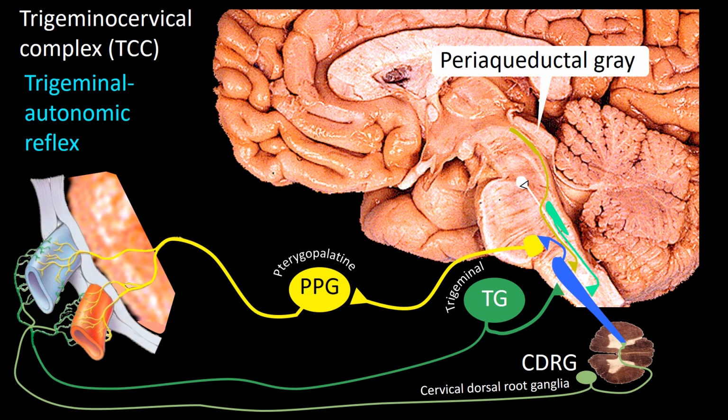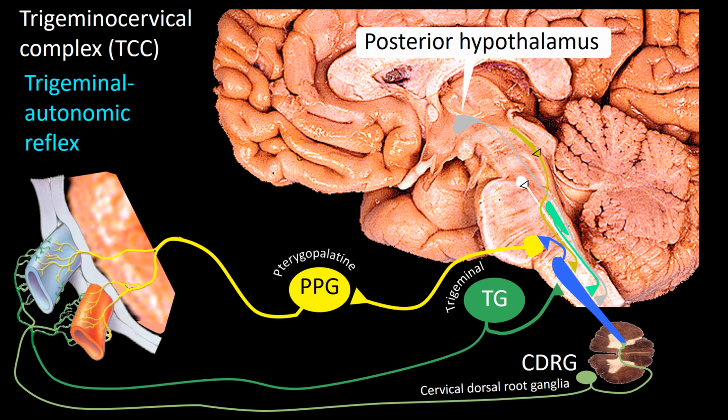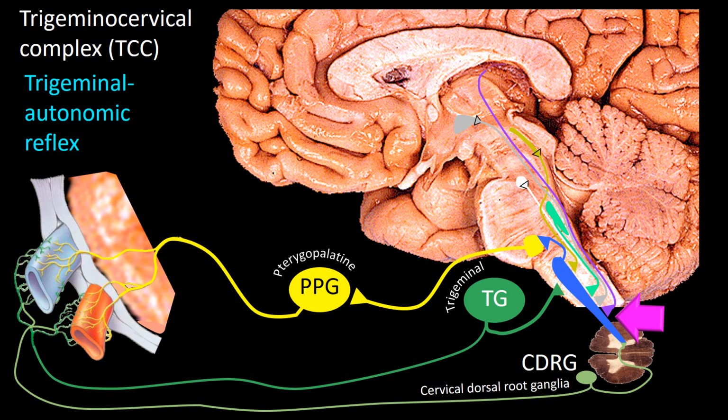Next connection of the spinal nucleus of the trigeminal nerve is with the dorsal raphe nucleus, which is in the periaqueductal gray matter. This connection is also bidirectional. The next connection of the spinal nucleus is with the posterior hypothalamus. This connection is also bidirectional. The last connection of the spinal trigeminal nucleus I will mention is with the thalamus. This connection is unidirectional from the thalamus to the spinal nucleus.